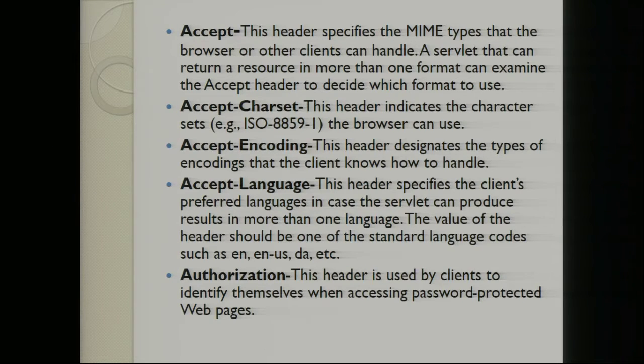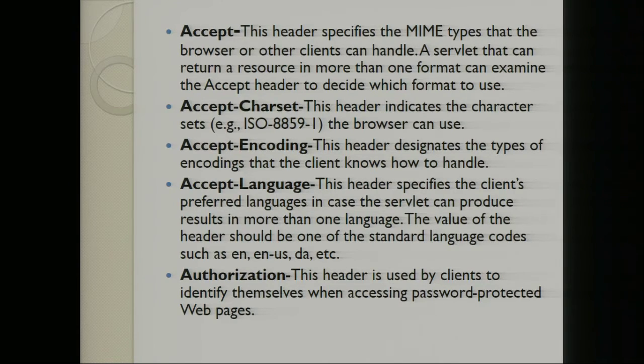Then next comes Accept-Charset. This header indicates which character sets are acceptable by the client side or the browser. For example, they have mentioned ISO 8859-1 is one kind of character set, and another one is Unicode. So there are different types of character sets. Which character set is acceptable by that particular browser or client machine, that it can handle, will be identified using this Accept-Charset.